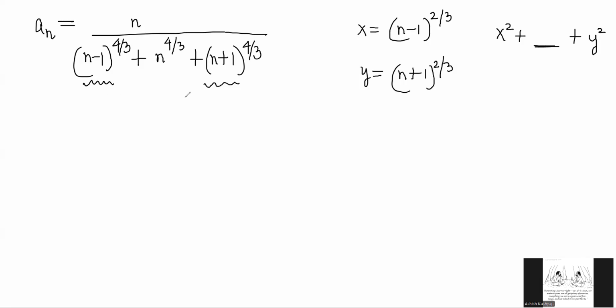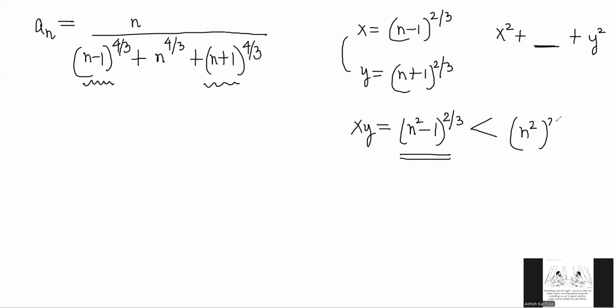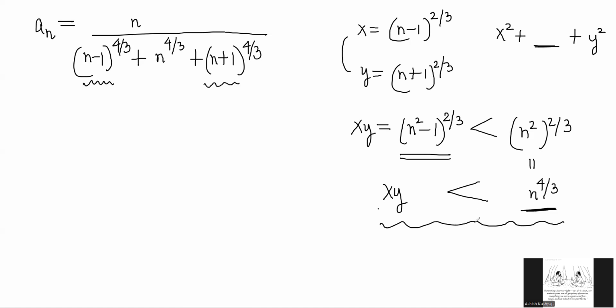The denominator, right? What is the product of these two? xy is equal to (n square minus 1) to the power 2/3, right? If you think about this, this is clearly going to be lesser than (n square) to the power 2/3, right? Yes. So notice that (n square) to the power 2/3 is n to the power 4/3, no? Are you seeing that you are getting xy is less than n to the power 4/3?